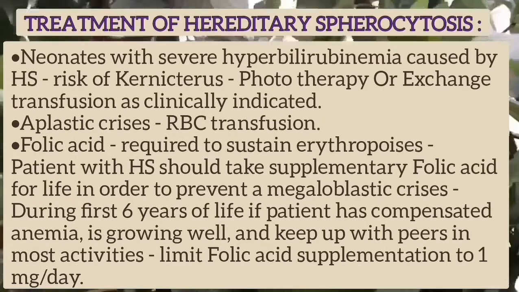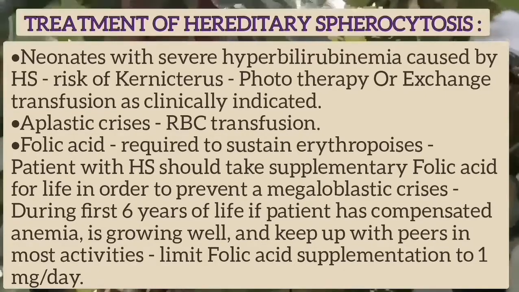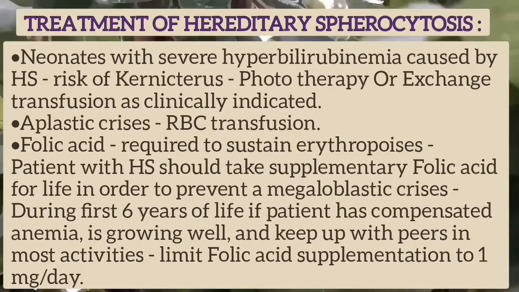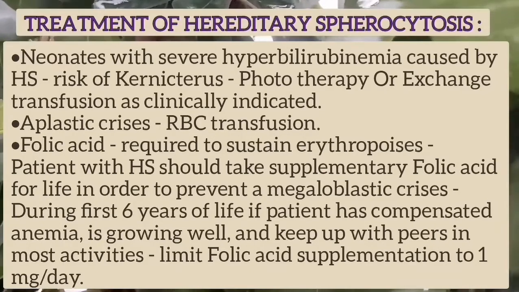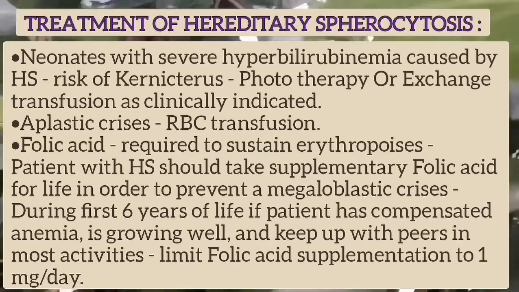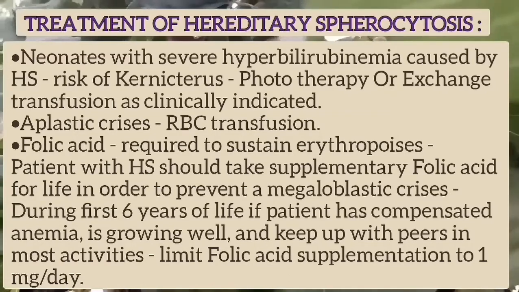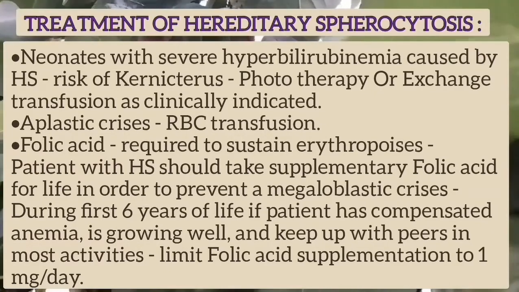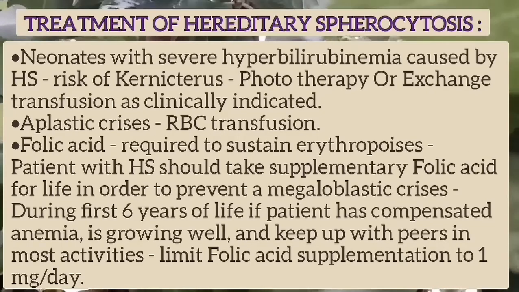Now, folic acid is required to sustain erythropoiesis. Patients with hereditary spherocytosis should take supplementary folic acid for life in order to prevent a megaloblastic crisis. During the first 6 years of life, if the patient has compensated anemia, is growing well and keeping up with the peers in most activity, then folic acid supplementation can be limited to 1 mg per day.